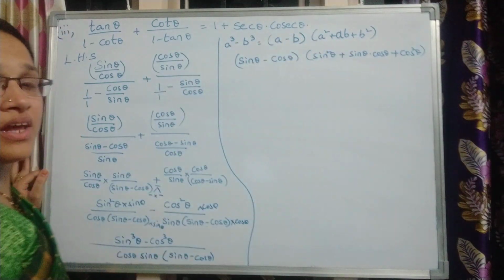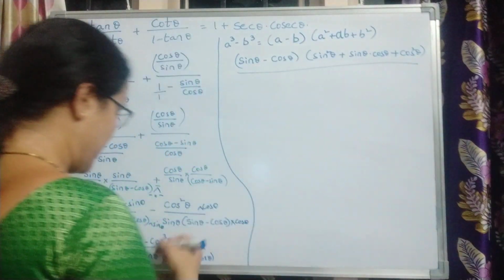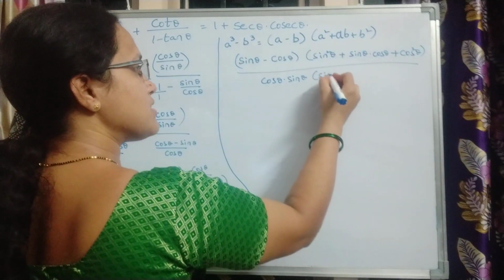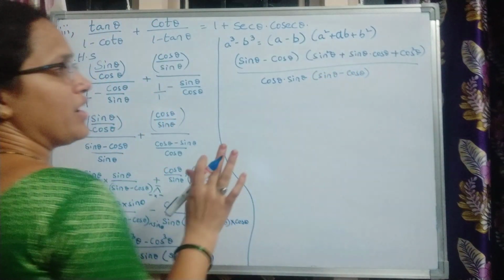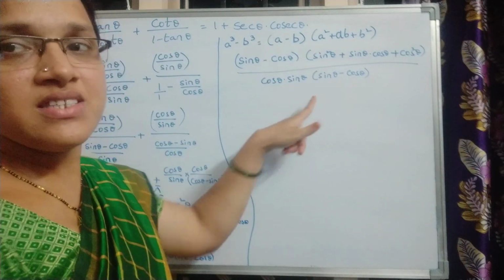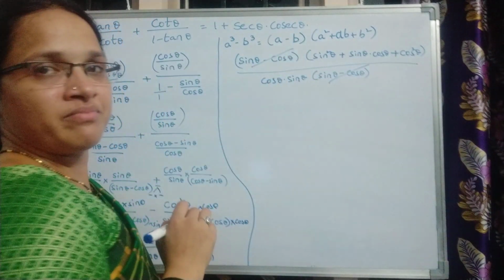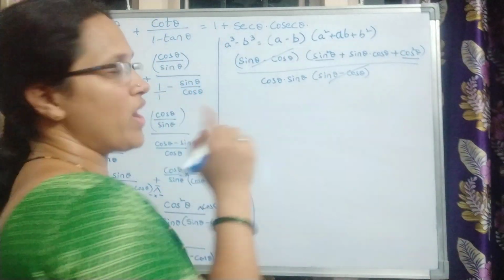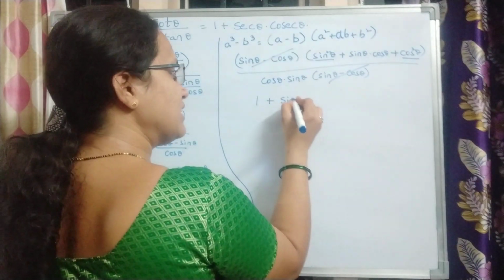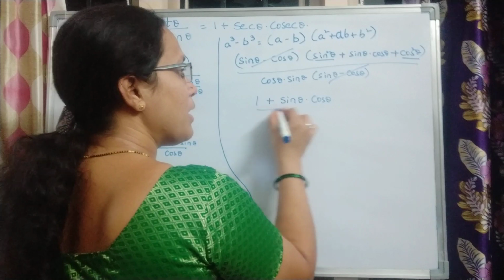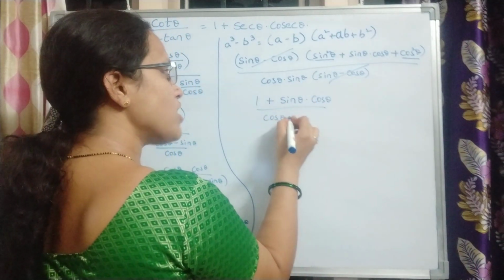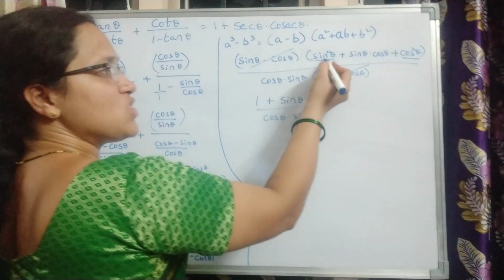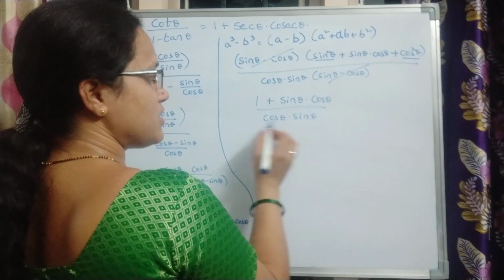So please recall this formula. By the denominator cos theta into sine theta minus cos theta. Now you see, as this is under multiplication, you can cancel this one and this one. Now if you observe, sine square theta plus cos square theta becomes 1. So 1 plus sine theta into cos theta, by the common denominator cos theta into sine theta. So this is what remained.